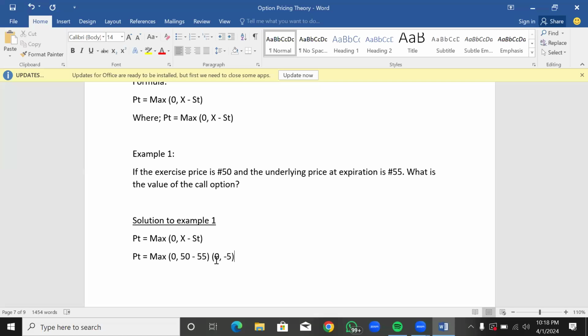So then we say, therefore, the intrinsic value of the put option is 0.